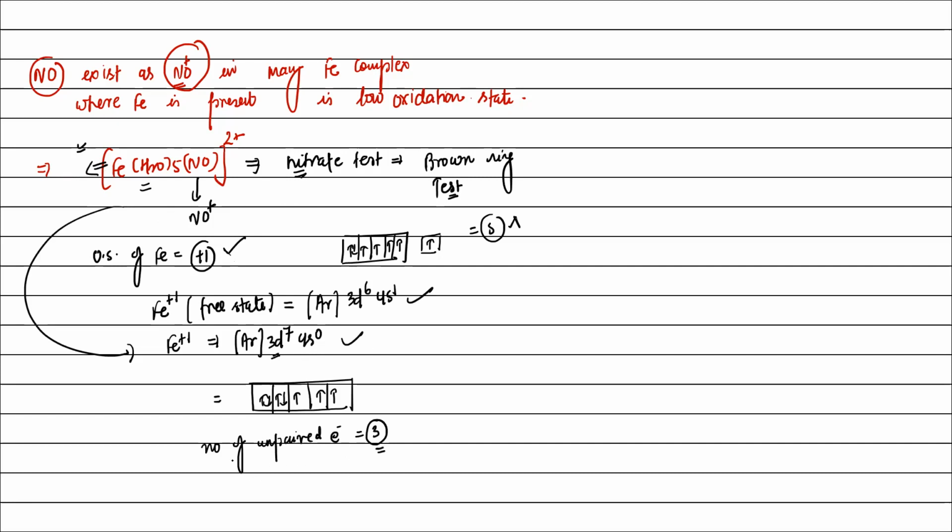The number of unpaired electrons is 3. We can also calculate the magnetic moment, because the magnetic moment of d block complexes is calculated from the spin-only formula, mu equal to root of n(n plus 2), wherein n is the number of unpaired electrons. So we can write 3 into 3 plus 2, that means root 15 Bohr magneton, right?